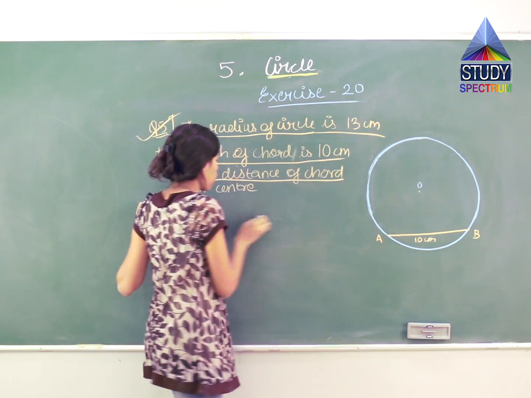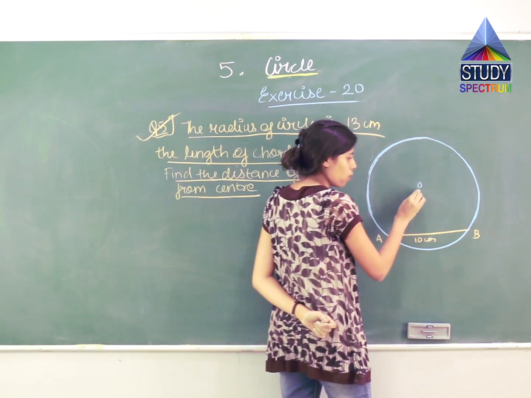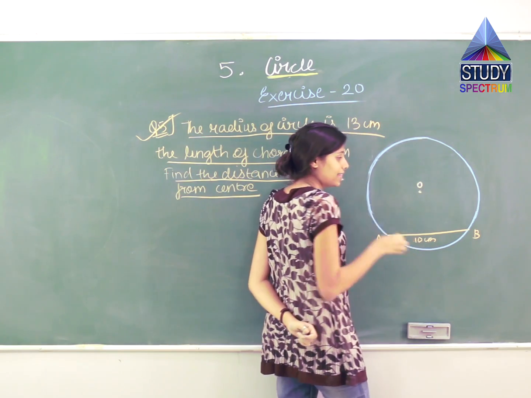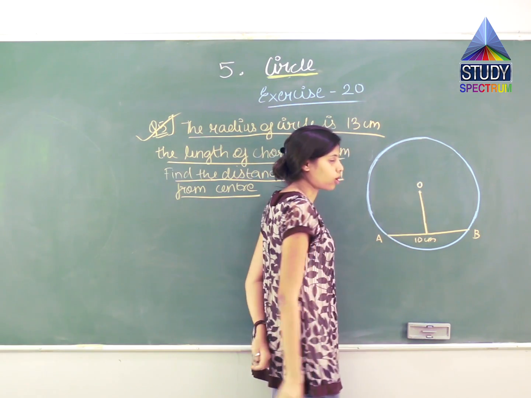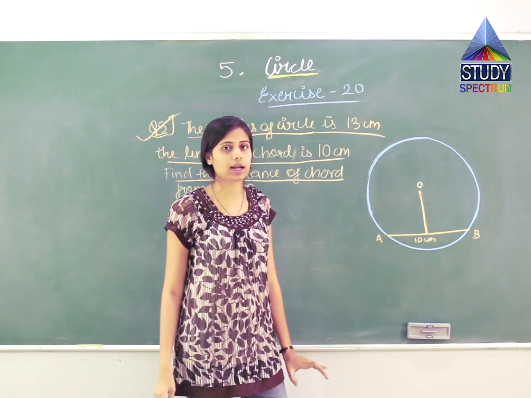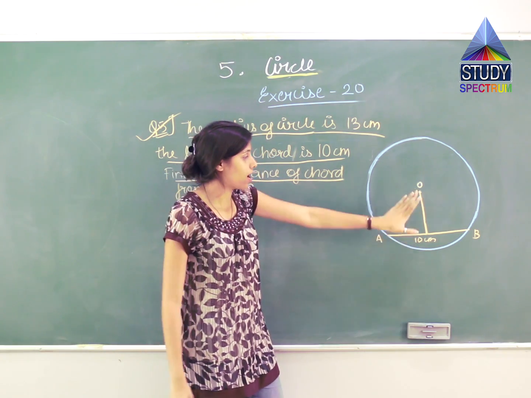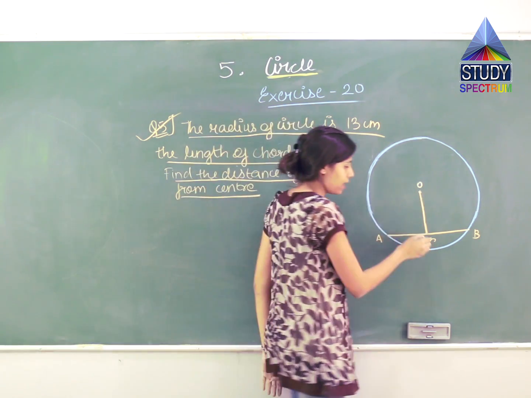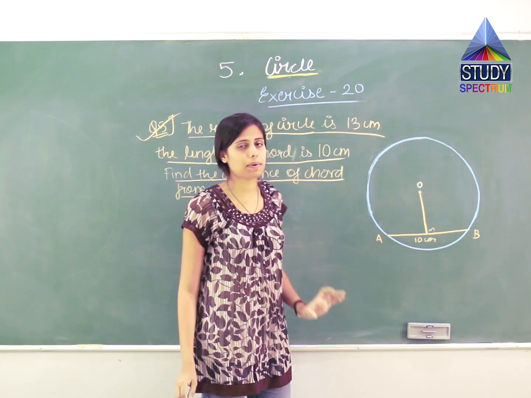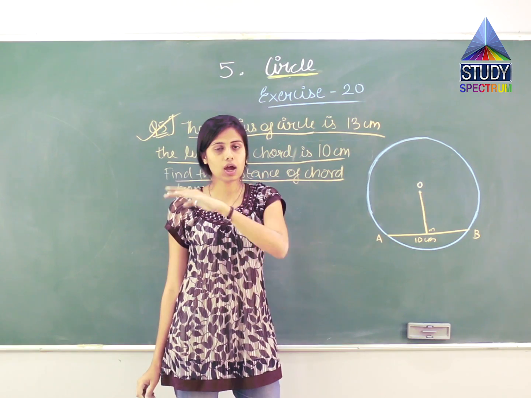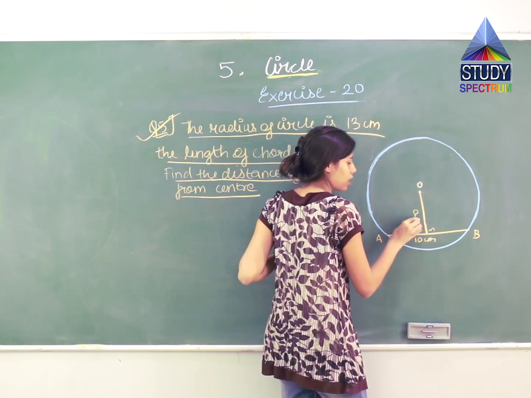Find the distance of a chord from the center. Okay. So let us assume this is the center O. And they are telling that find the distance of this center to a chord. Means one perpendicular has to be drawn which joins the center and the chord, and we have to find its length. Over here it is O and over here I'll name it as M. So OM is a perpendicular which starts from the center and touches the chord AB. We have to find its length, which is unknown.